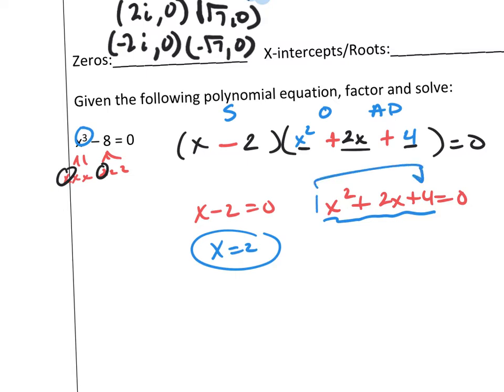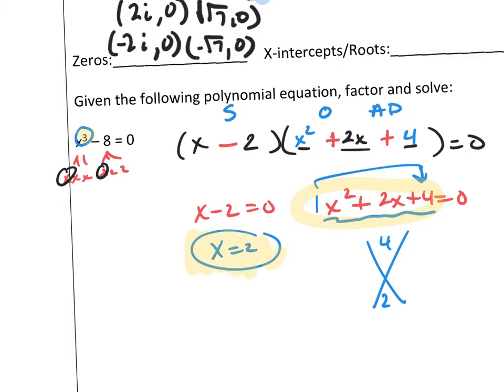So we do first times last. Numbers that multiply to give you 4 but add to give you 2. So if you sit here and think about numbers that multiply to give you 4 but add to give you 2, there are none. And so this is the issue that you come up with. So you cannot factor this guy right here. Since I can't factor that guy, solving by factoring is impossible. We only have one of the answers, and we need 3 total answers.